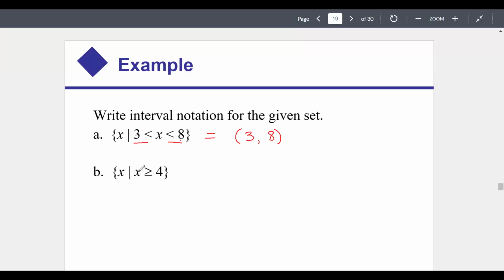For b, we have x is greater than or equal to 4. So the smallest possible thing that x can be in this case is 4, so at smallest it is 4. And at greatest, I don't have a cap, so it goes towards infinity. Because we have just this inequality, infinity is always going to be a parenthesis, but since x is greater than or equal to 4, we use a bracket before 4.